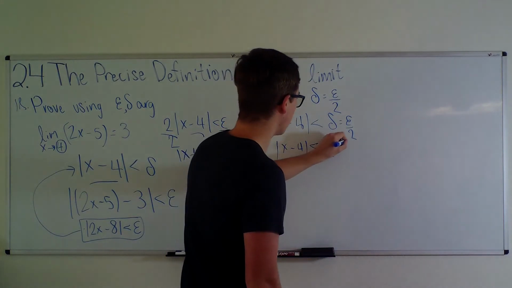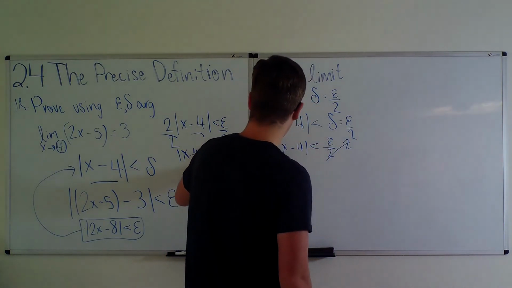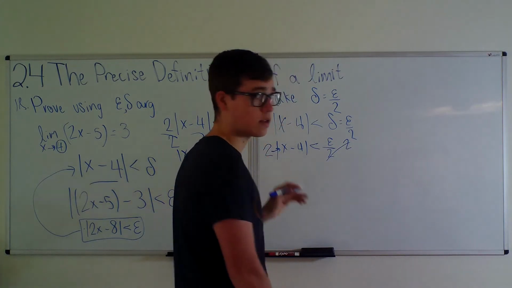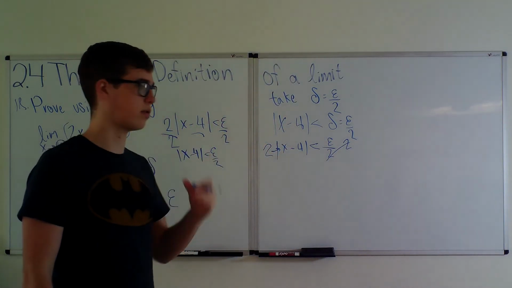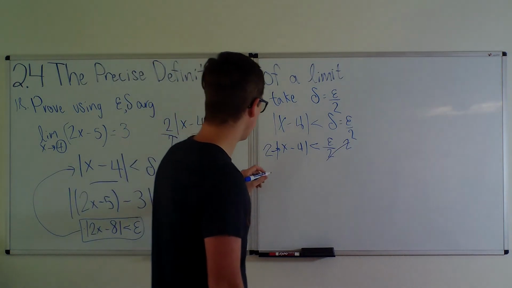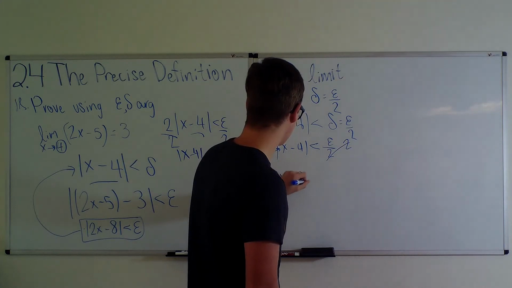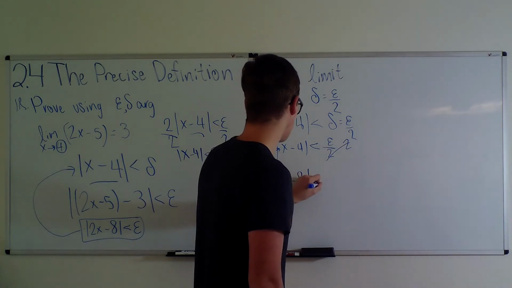And now you multiply by 2, cross those out, multiply by 2, and then you can bring it into the absolute value, because this isn't going to change the negative, you're just multiplying by a constant. So then you have |2x - 8| < epsilon.